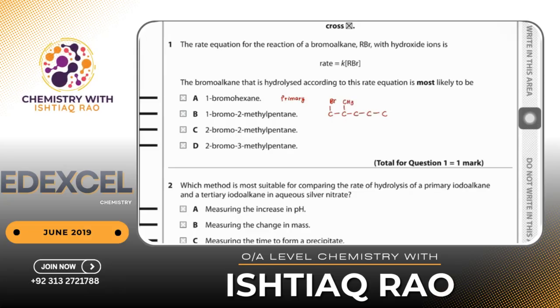It's a secondary halogenoalkane. 2-bromo-2-methylpentane means 2-bromo and 2-methyl. So I would say that it's going to be a 3-degree halogenoalkane. And again, I would say that it's going to be a 2-degree halogenoalkane. So if you remember, the 3-degree, that is tertiary halogenoalkane, gives us the SN1 mechanism.